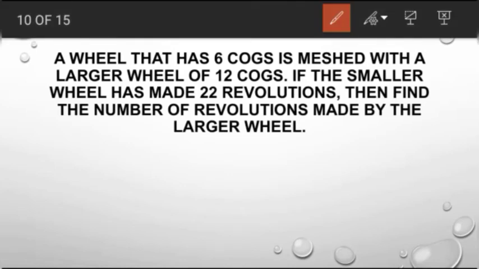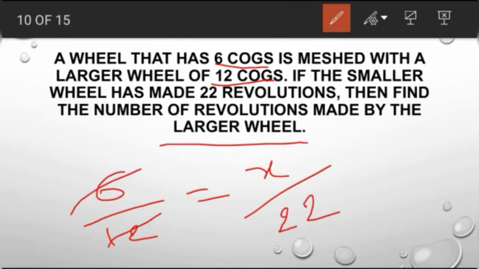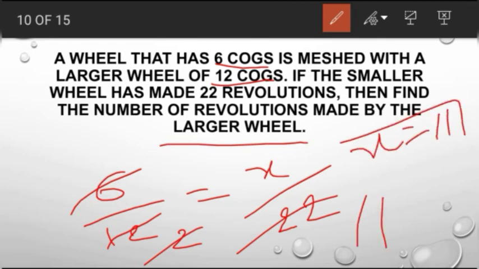Okay, a wheel that has 6 cogs is meshed with a larger wheel of 12 cogs, and if the smaller wheel has 22 revolutions, then find the number of revolutions made by the larger wheel. So 12 cogs is for the larger wheel and 6 cogs are for the smaller wheel. Okay, so 6 by 12 equals x by 22. Okay, now solve this. 2 times and 11 times, x equals 11 revolutions. So the larger wheel can undergo 11 revolutions.